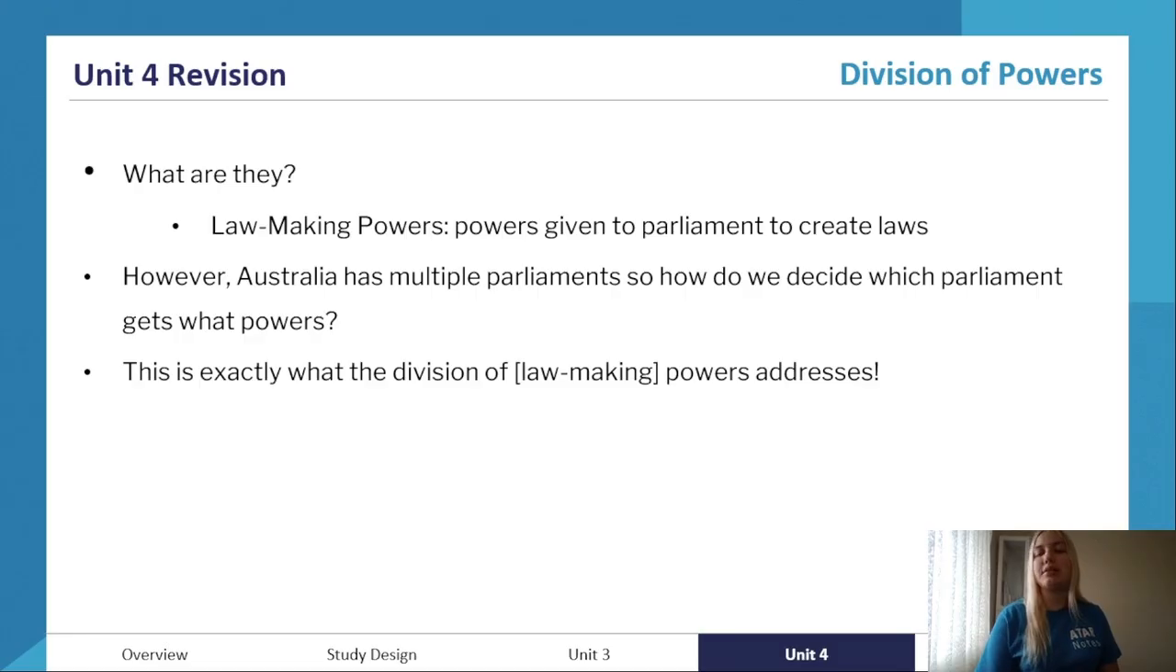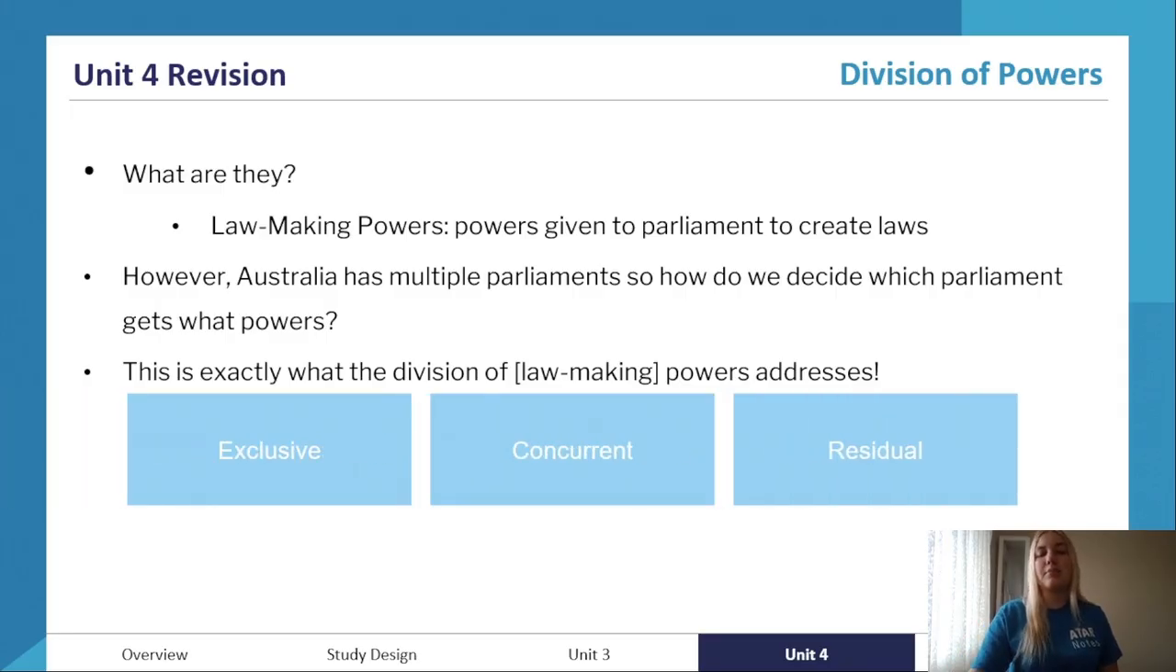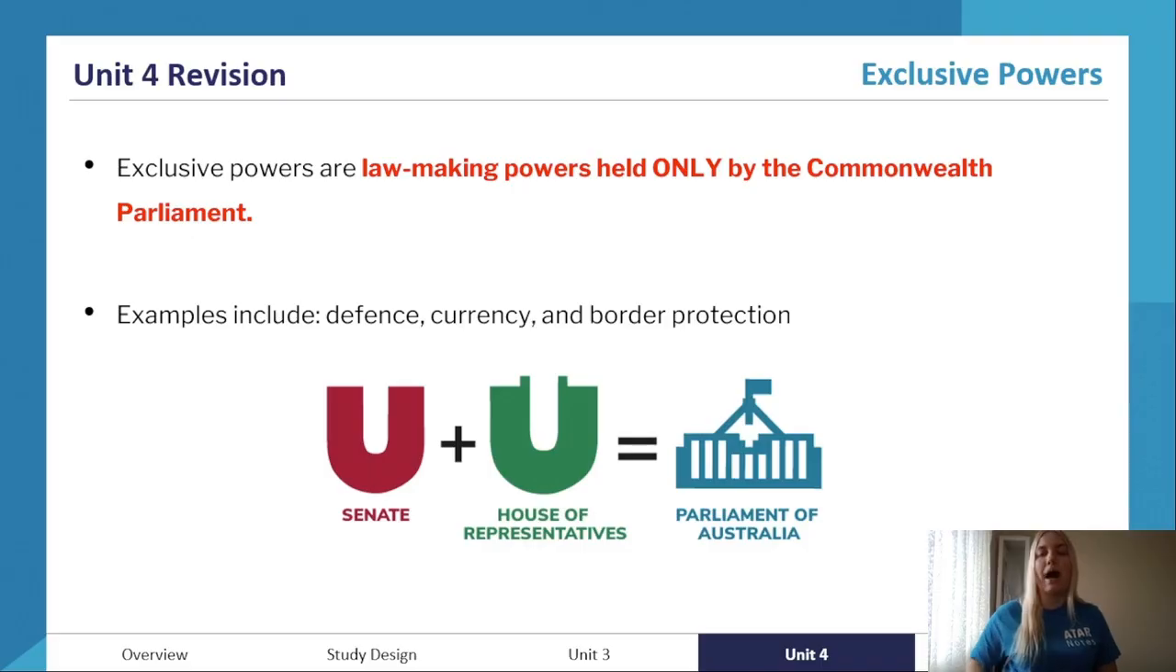Another concept that you need to know is the division of powers. So, first of all, we need to consider what lawmaking powers are. They're powers given to Parliament, whether Commonwealth or state level, to create laws. So, division of powers helps us to decide which parliaments should get which powers to make which laws, and divides them into exclusive, concurrent, and residual powers. You need to be able not only to define them and explain them, but also to provide an example of each.